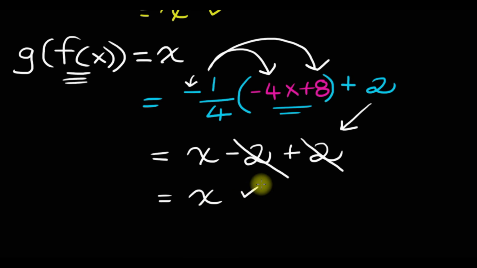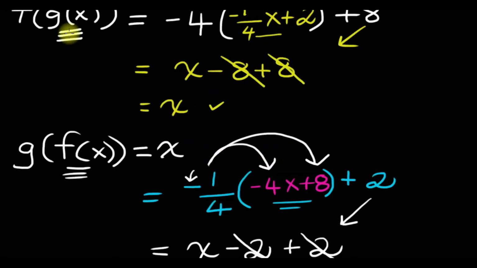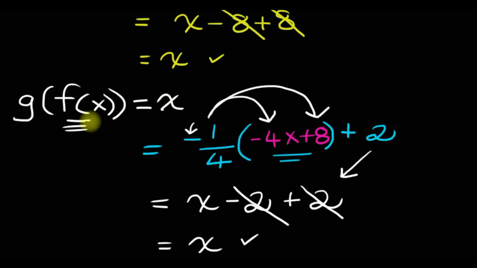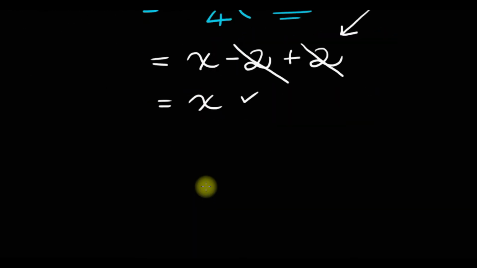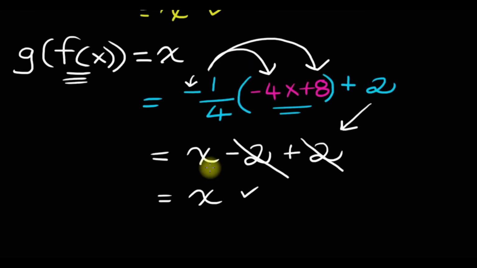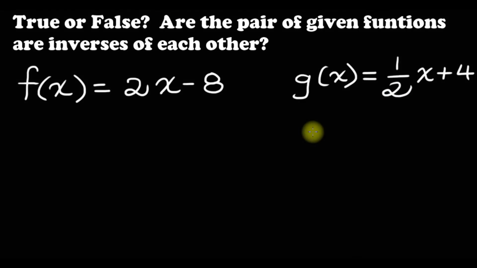Okay, so they are true. Okay, so look, f of g of x, we show it came out to x. G of f of x, we show it came out to x also. So it's true. So therefore we can say that g of x is the inverse of f of x, and f of x is the inverse of g of x. Okay, so the two function inverses.